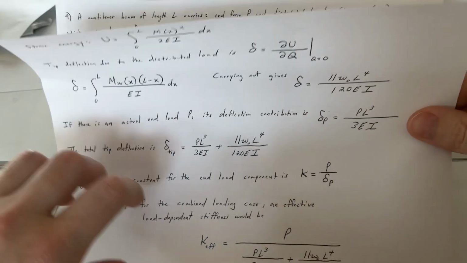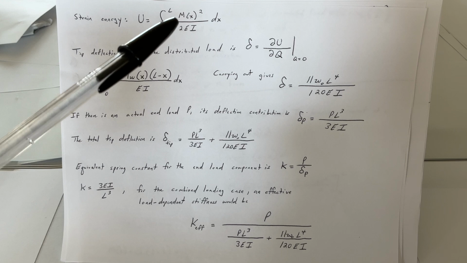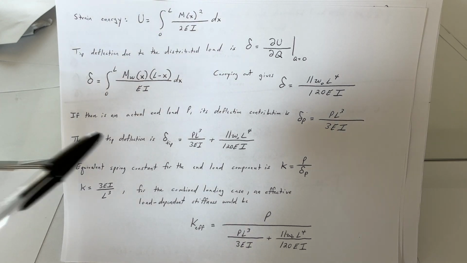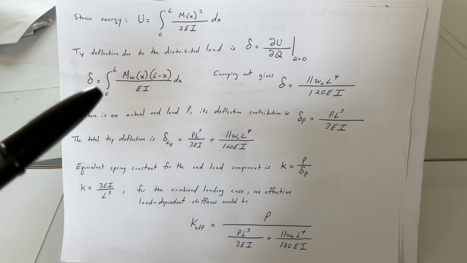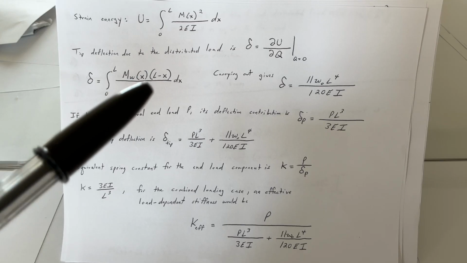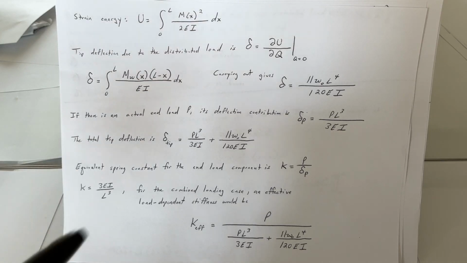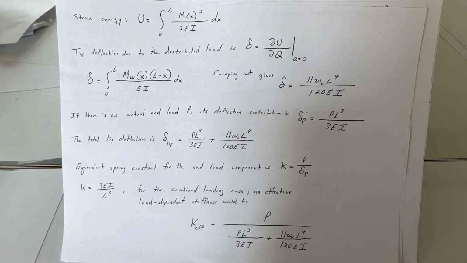Building on that, the strain energy is U equals the integral from 0 to L of M of x squared over 2EI dx. Tip deflection due to the distributed load is delta equals partial U with respect to Q, at Q equals 0. So this delta is the integral from 0 to L of M sub w of x times (L minus x) over EI dx. Carrying out this integral, delta equals 11 w naught L to the fourth over 120 EI.